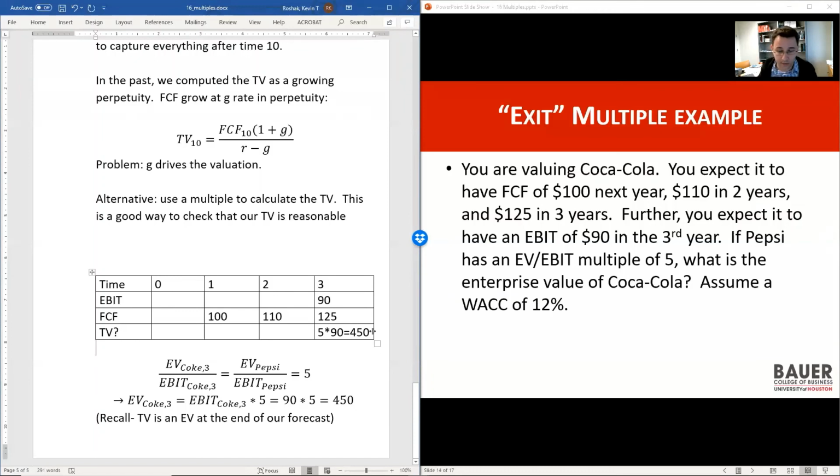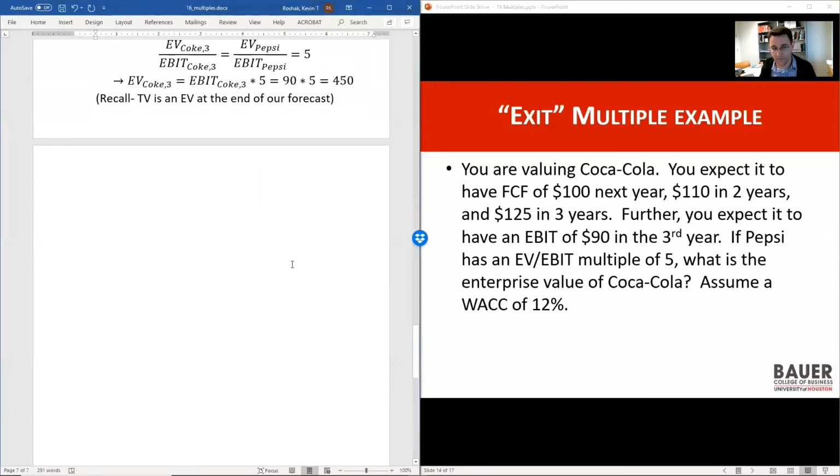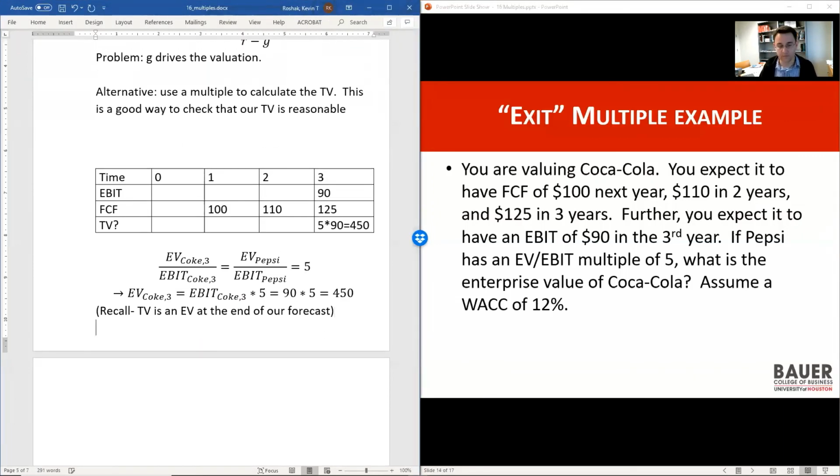Going forward, we're just going to value this company like we did all the way back with our DCF slides. We're going to discount all the free cash flows. We're going to discount the terminal value by our discount rate of 12%. What is the enterprise value for Coca-Cola today? We're going to discount all the free cash flow.